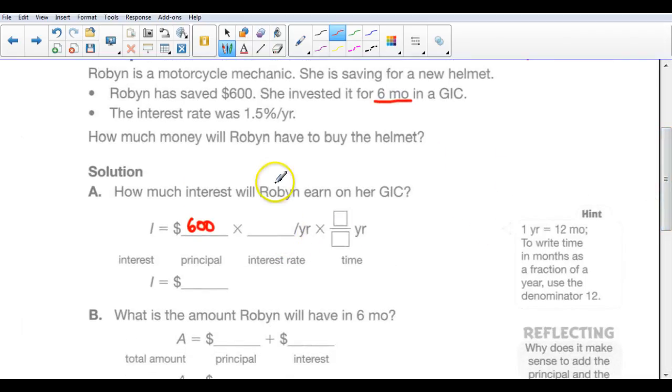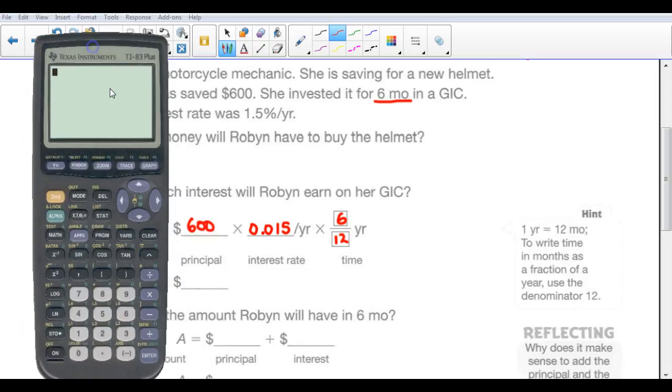Times the interest rate. The interest rate is 1.5%, so that's 0.015. Times, now time has to be in years, but it says 6 months, so we have to go back to what fraction is 6 months of a year? Well, there's 12 months in a year, so 6 over 12 is 0.5 or half a year. That's what 6 months is. So how much money or interest will she earn?